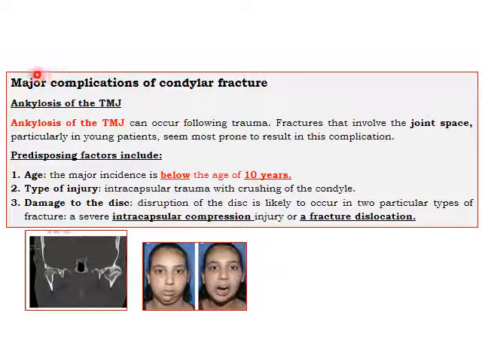And this ankylosis can occur following trauma and fracture involving the joint space. You know the TM joint has a space and a disc. When this fracture involves this area, it leads to ankylosis of that joint, which results in retardation of the growth of the joint. What are the predisposing factors for this condition?